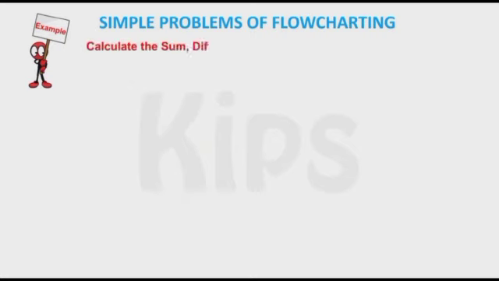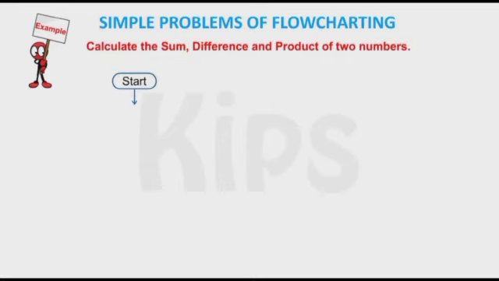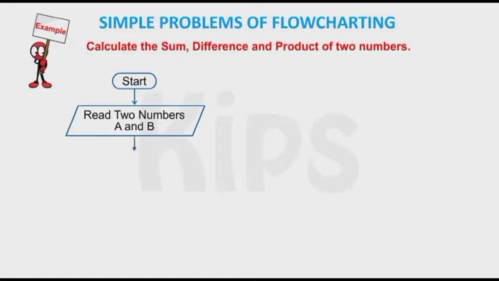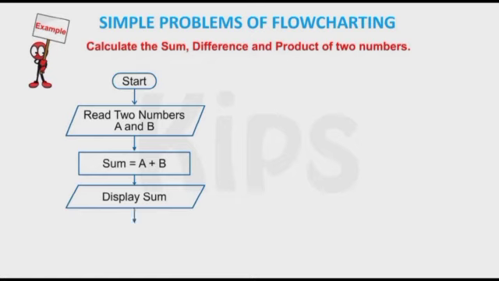Example number 2. Calculate the sum, difference and product of two numbers. Start. Read the two numbers A and B. Sum is equal to A plus B. Display the sum.